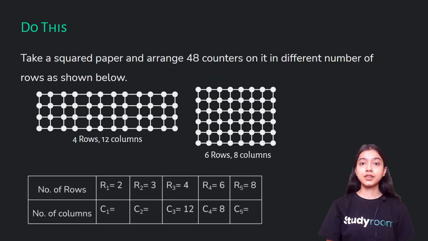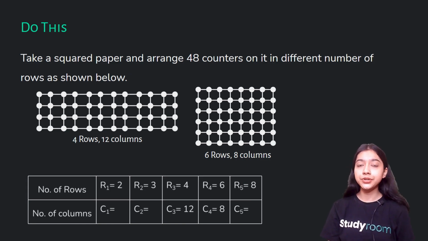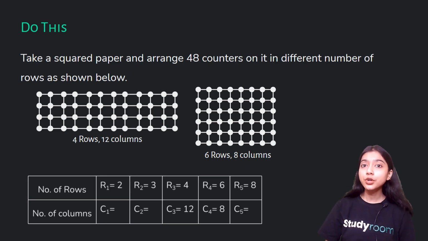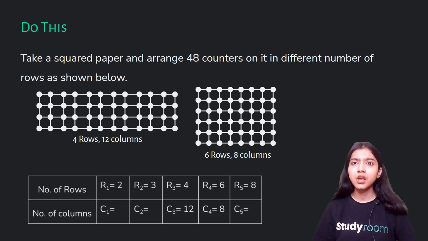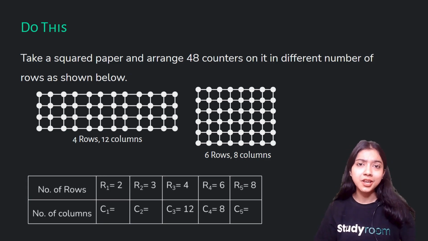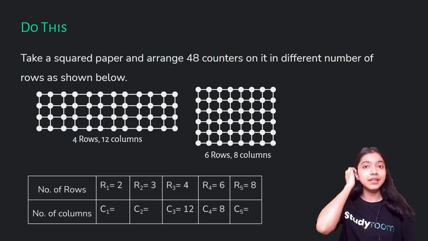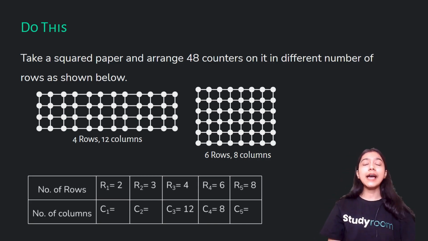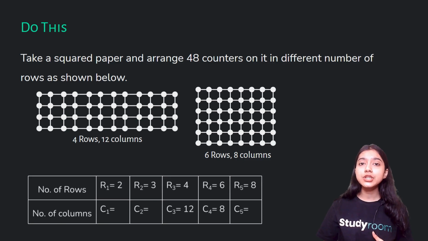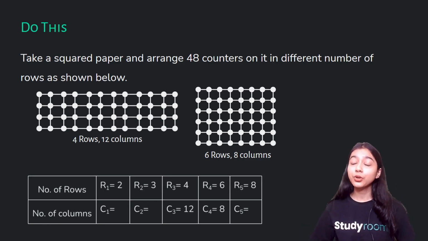Now I have an example over here. We have a square sheet of paper and there are a total of 48 counters. And we have to arrange them in different combinations of the number of rows and number of columns. Now, it's getting confusing. Let me explain it to you with a simple example. Just consider that I have 6 students and I have to arrange them into rows and columns.